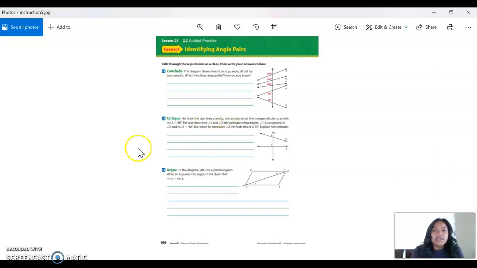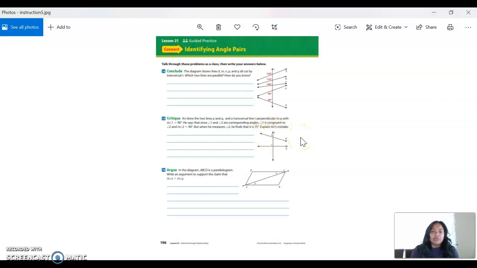Okay, number 15 says Ari drew the two lines P and Q and a transversal line T perpendicular to Q, which makes 90 degrees right here. The measure of angle 1 is 90 degrees. He says that since angle 1 and angle 2 are corresponding angles, angle 1 is congruent to angle 2, and the measure of angle 2 has to be 90 degrees as well. But when he measures angle 2, it's only 75 degrees.